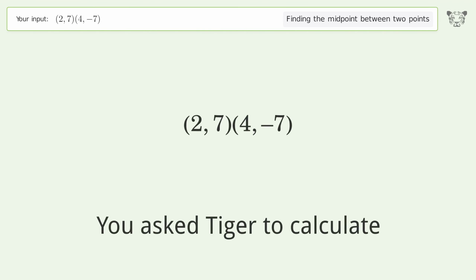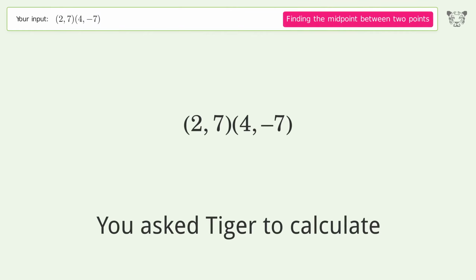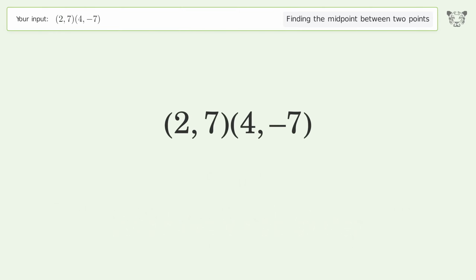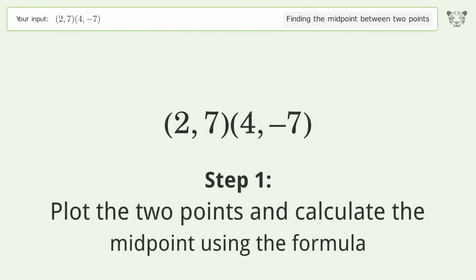You ask Tiger to calculate. This deals with finding the midpoint between 2 points. The midpoint between the 2 points is 3, 0. Let's solve it step by step. Plot the 2 points and calculate the midpoint using the formula.